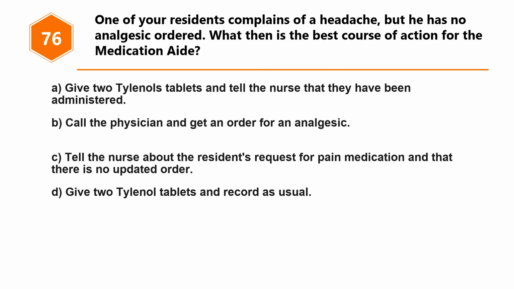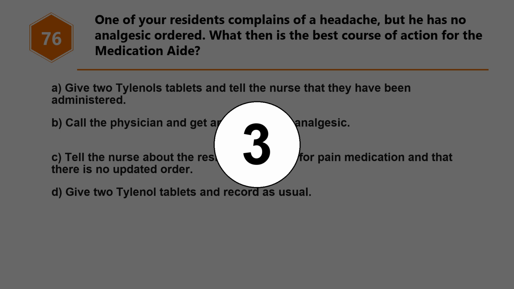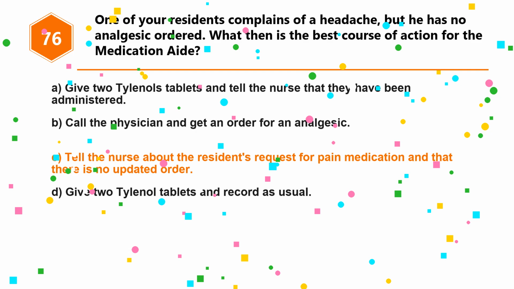Question 76. One of your residents complains of a headache, but he has no analgesic ordered. What then is the best course of action for the medication aide? Option A. Give 2 Tylenol tablets and tell the nurse that they have been administered. Option B. Call the physician and get an order for an analgesic. Option C. Tell the nurse about the resident's request for pain medication and that there is no updated order. Option D. Give 2 Tylenol tablets and record as usual. The correct answer is option C. Tell the nurse about the resident's request for pain medication and that there is no updated order.